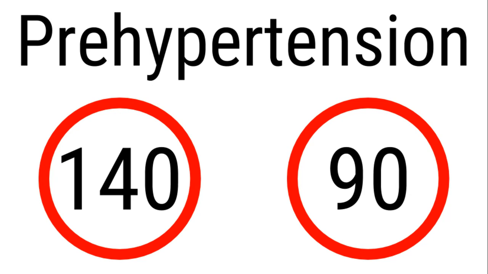So prehypertension is the gray zone. You cannot say that you are normal, but you cannot say that you have hypertension. You are in the gray zone. It means that you have a high likelihood of getting hypertension, and therefore it's important to start early lifestyle management.